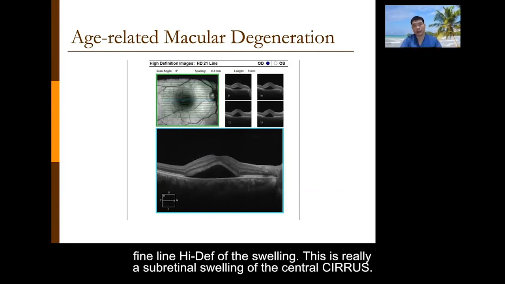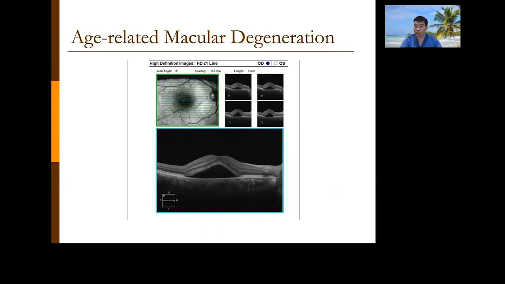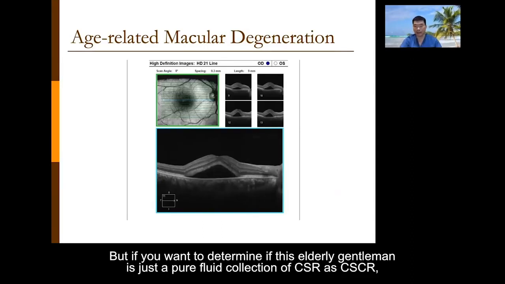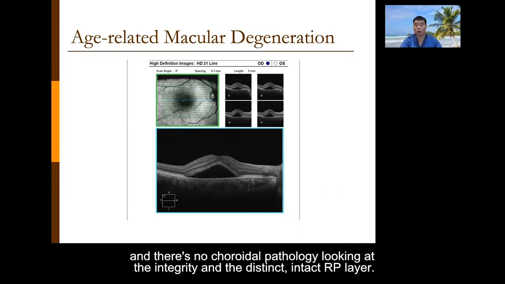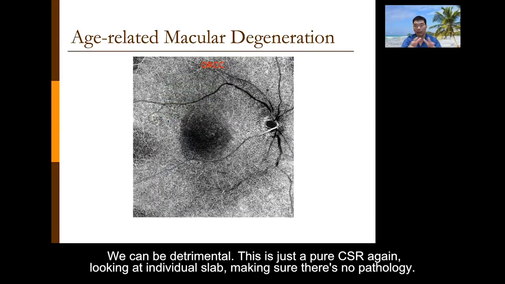This is really a subretinal swelling, or central serous chorioretinopathy. You want to determine that in this elderly gentleman it is just a pure fluid collection of CSR, or CSCR, and there's no choroidal pathology. Looking at the integrity and the distinct intact RPE layer, we can really determine that this is just a pure CSR.